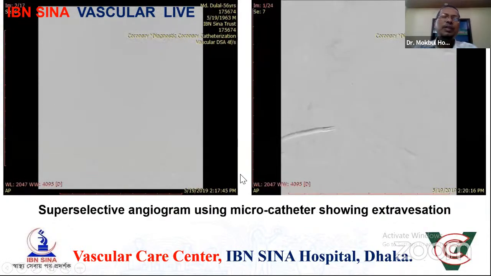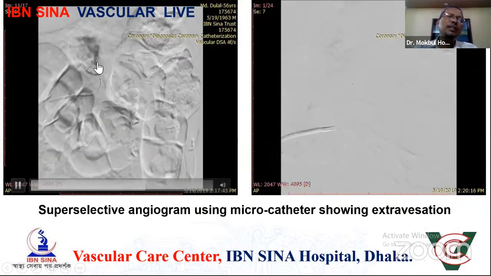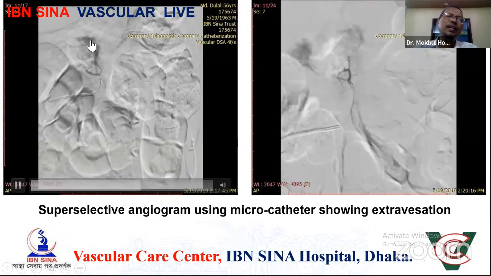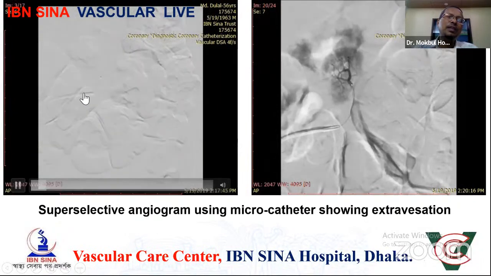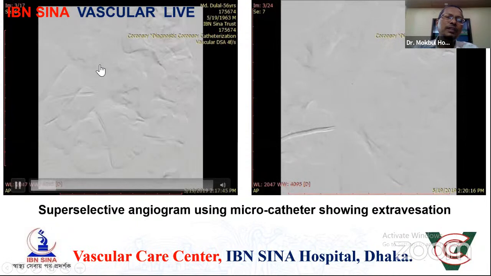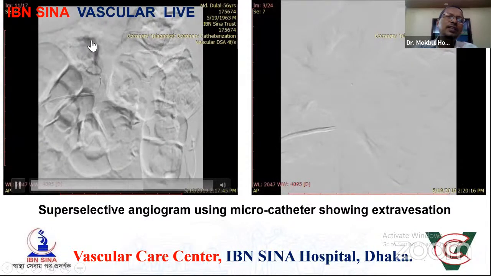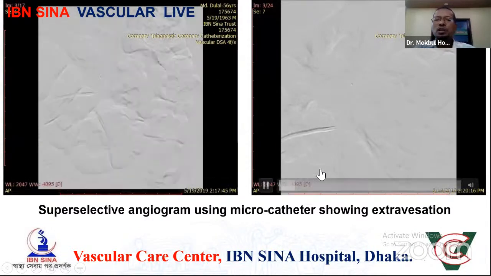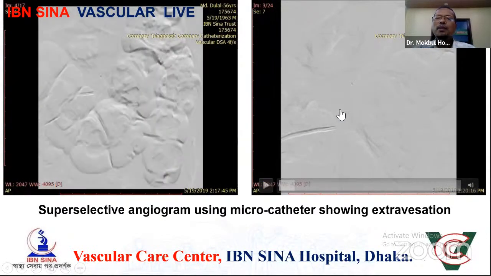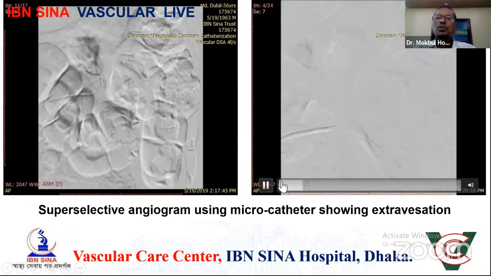And selective angiogram by microcatheter. Yes, we can see this is the culprit artery where there is extravasation. This is the microcatheter. This is the 6 French Judkins catheter. The small one is the microcatheter, and this is the site of injury on the right hand side.